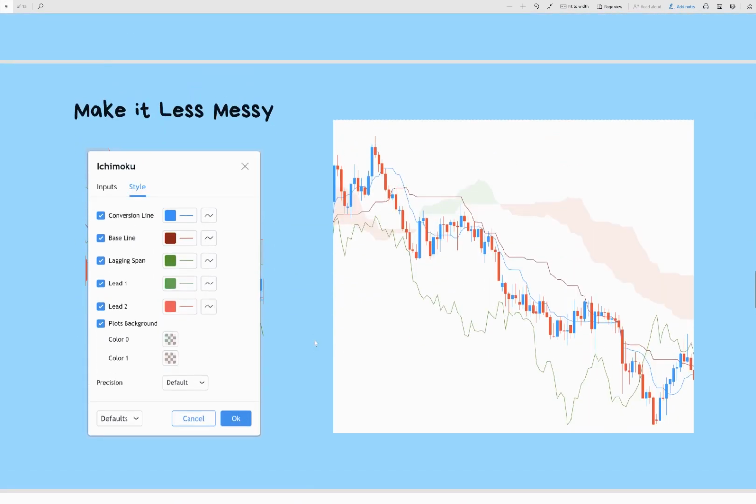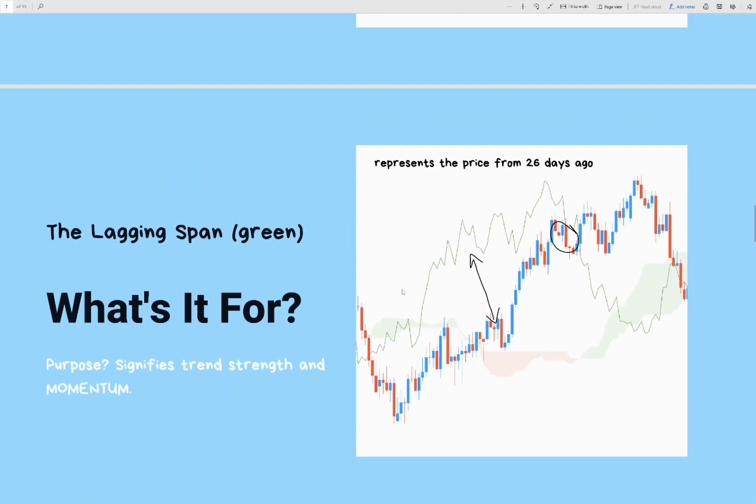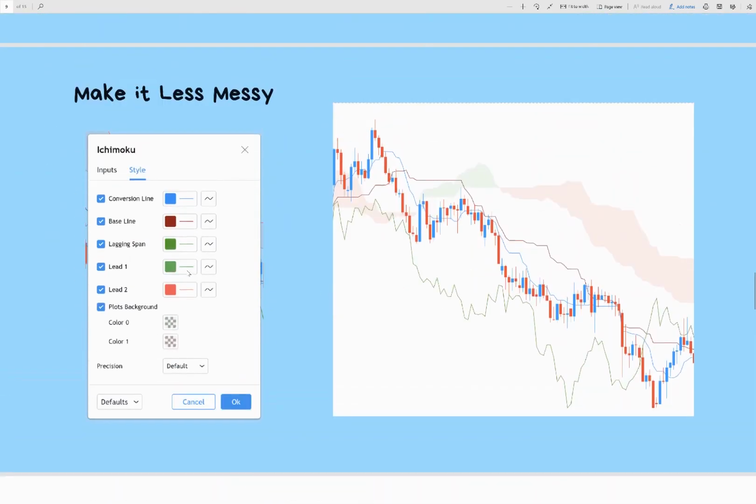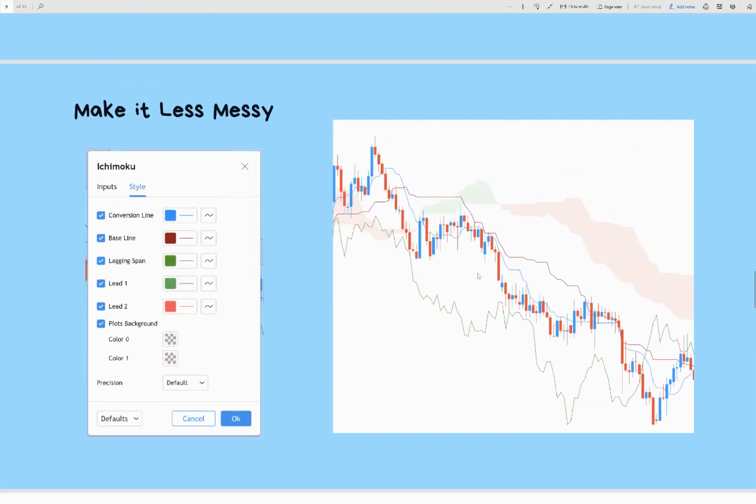Now, let's get into making it less messy. You can see how these are checked off under style, all of the lines. What I would advise you to do is uncheck them as you go. So let's say we're looking at just the lagging span. We just want to see what our trend strength is like. I would advise you to get rid of these lines here, the conversion and the baseline, and just look at your lagging span. It's going to make it really, really nice.